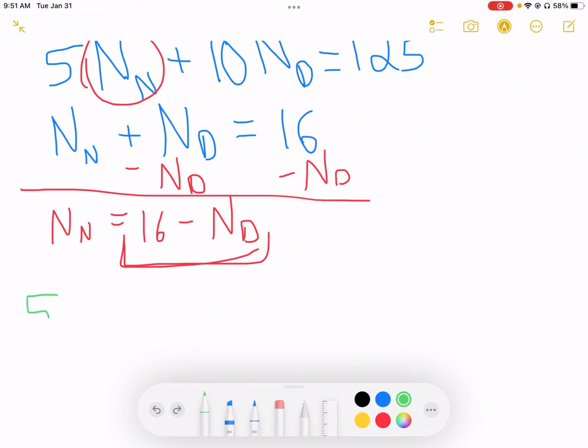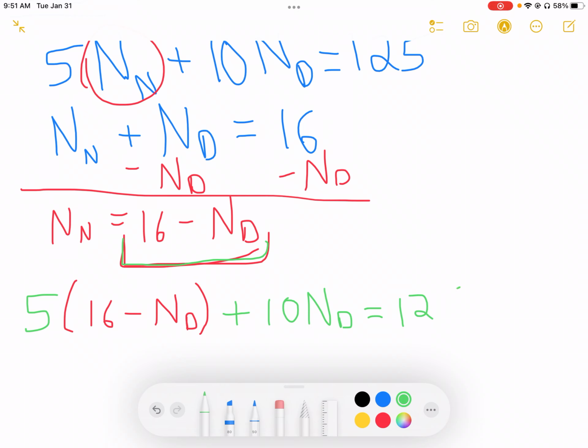All right, so we have 5, and then my number of nickels is this exact same piece right here. So that's 16 minus the number of dimes. And then we have just the rest of this: plus 10 ND equals 125. Now we can go ahead and multiply this out. So 5 times 16, you can use your calculator for this, but this should be 80.